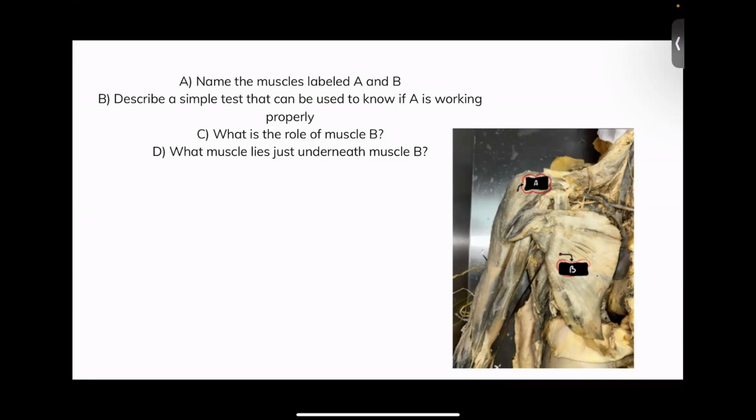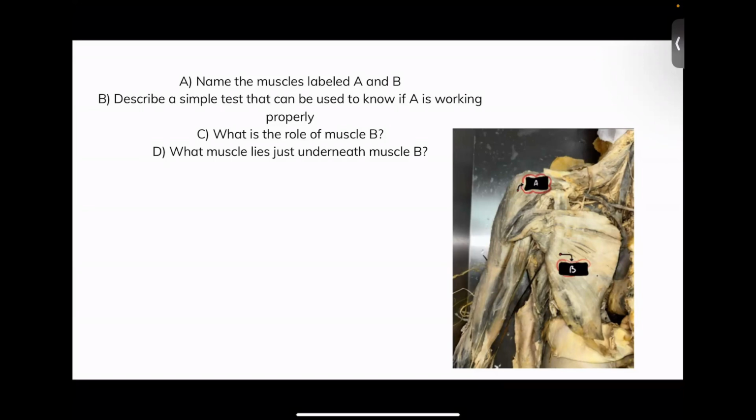Then we have question C, which is: what is the role of muscle B? So muscle B is pec major. Pec major would be adduction of the arm, basically. It's going to keep your arm towards your body. Abduction is away from your body, adduction is for keeping it towards your body.